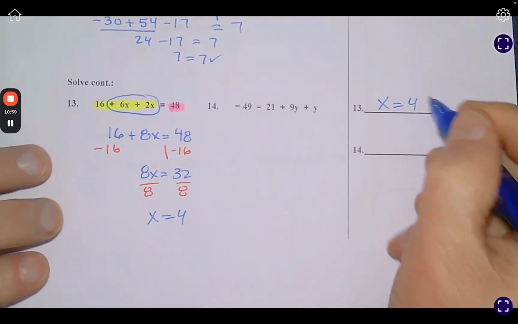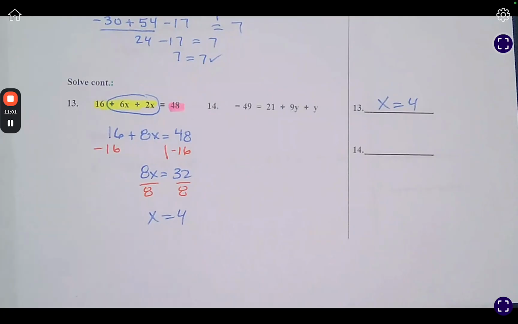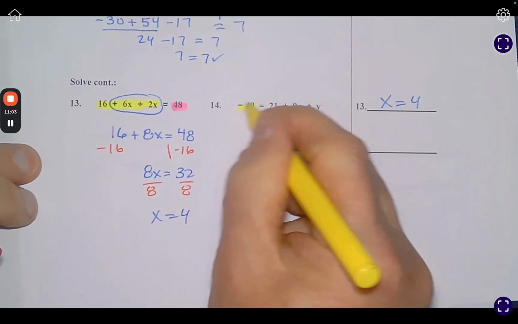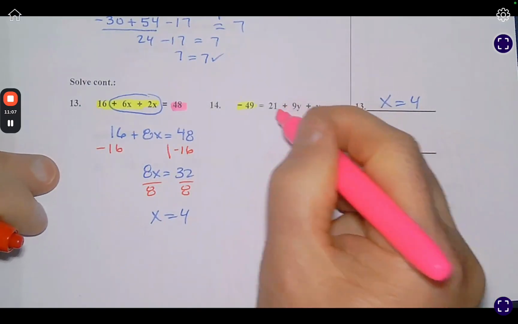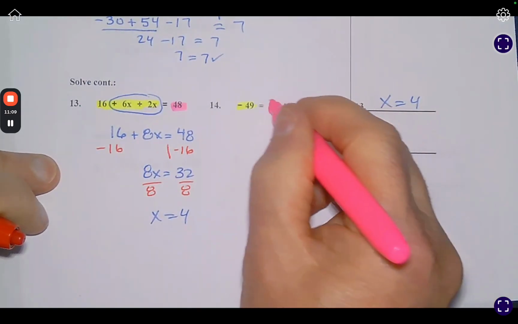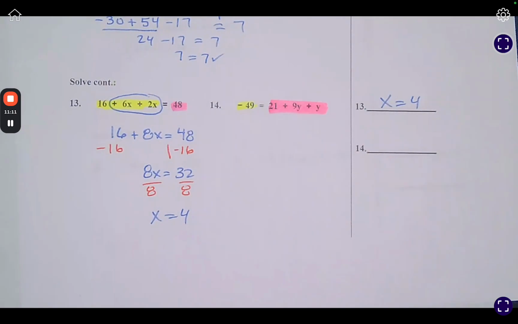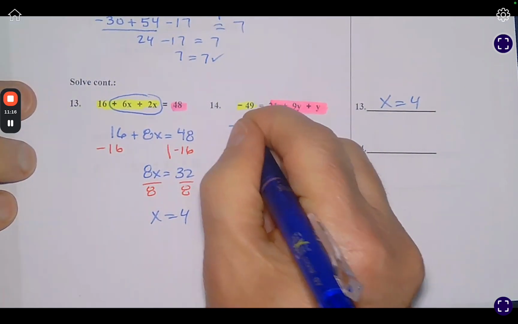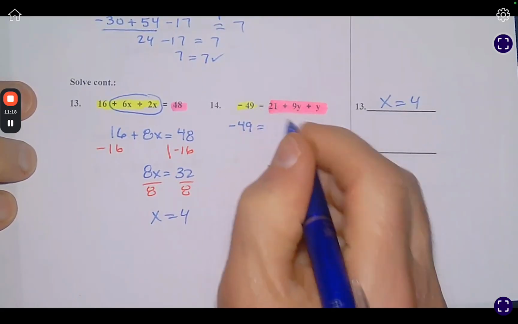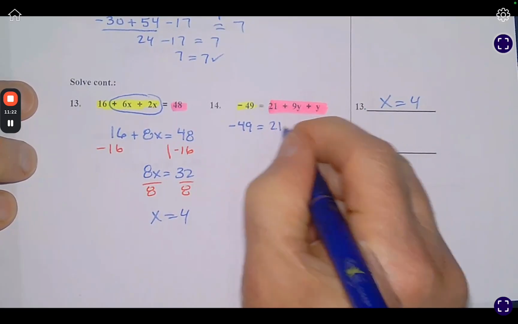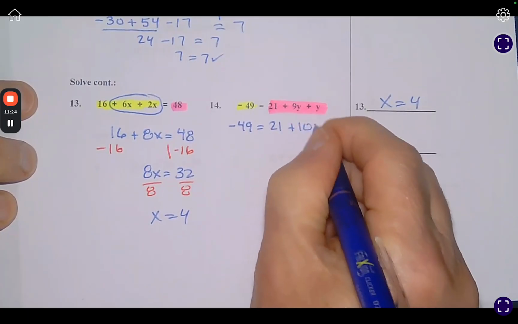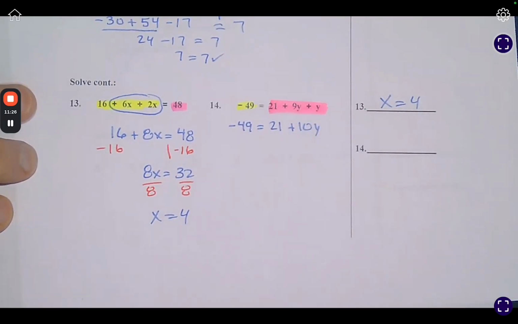Last one. Okay, now, again, I'm going to do the same thing. I'm going to look on the left. I'm going to look on the right. And if I see any like terms or anything that I can do to simplify, I'm going to. Negative 49 does not change. 21 plus 9y plus 1y. 9 plus 1 is 10. Okay, now I'm going to do inverse operations.